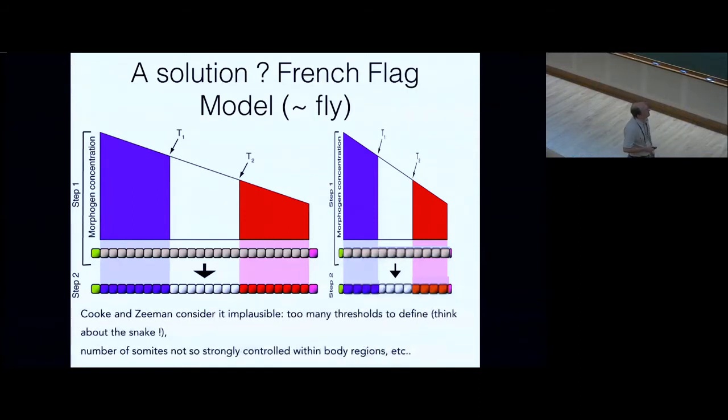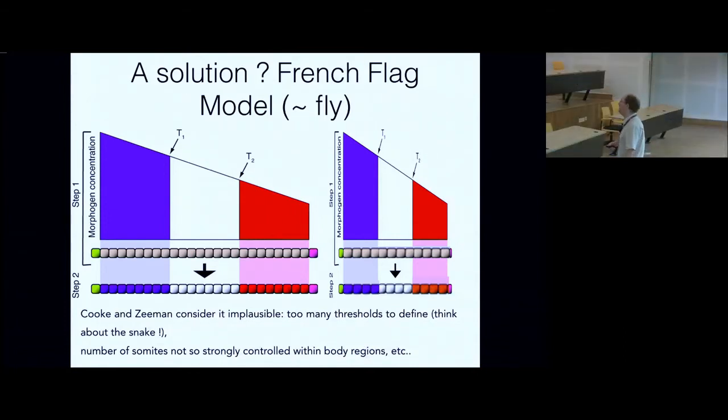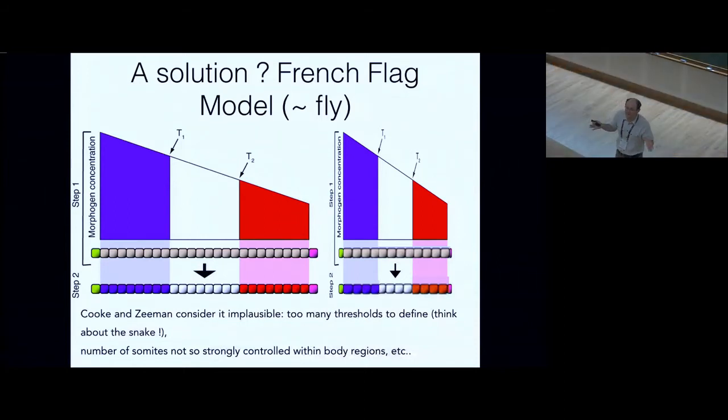Okay, so now the problem. Why is the French flag model probably not the correct model for vertebrates? In the fly, I've just told you, down the road you're going to define 14 segments. People who have specialized on this, like Thomas Gregor and Bill Bialek, try to quantify the information content, how many thresholds you can essentially define. If you have 14 segments, it means that you need to define 14 thresholds of concentration, roughly, and these 14 thresholds are going to correspond to the 14 segments.